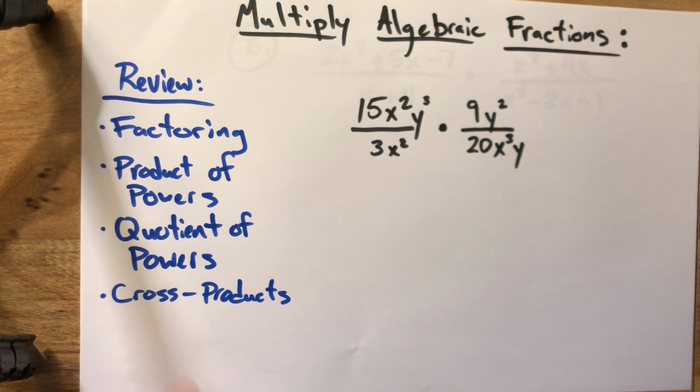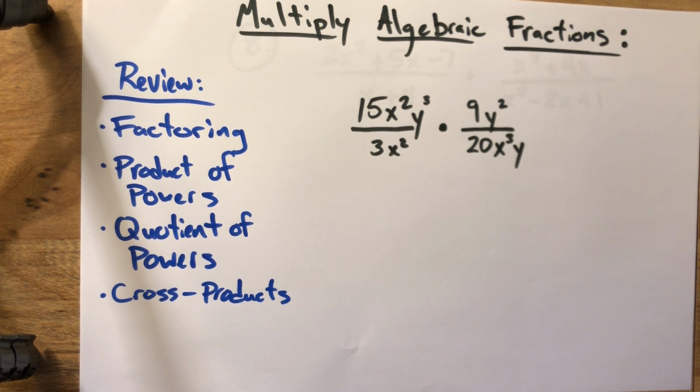Quotient of powers says pretty much the same thing, but with division. So if I have x to the third divided by x to the second, 3 minus 2 would be 1, so just x to the first. And last, we would have cross products. Cross products plays a role in multiplying any fractions, where you can simplify either in the fraction itself, or you can simplify across the problem any numerator with any denominator.